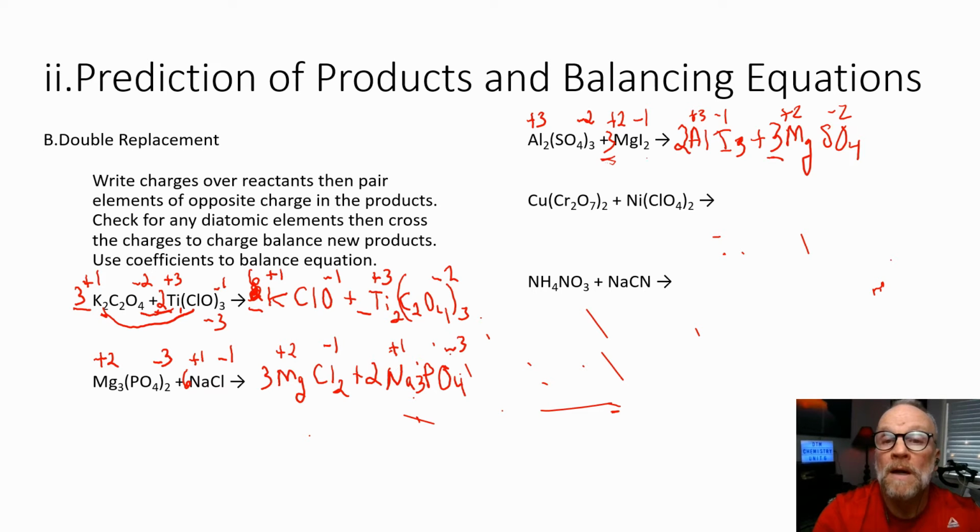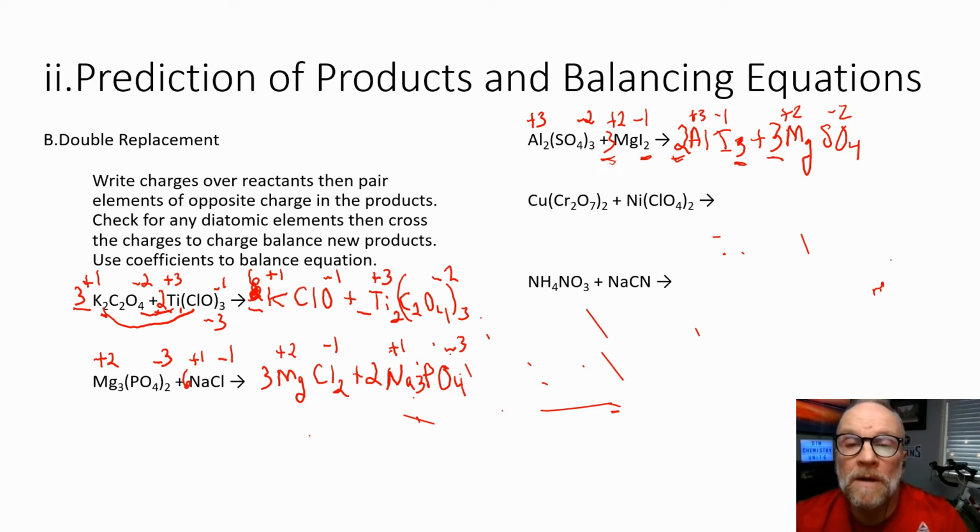3 times 2 is 6 iodide atoms. 2 times 3 is 6 iodide atoms there. So we're cool, we're balanced.